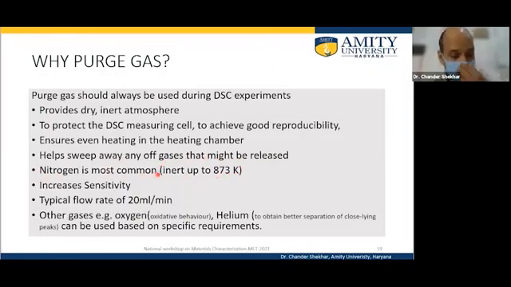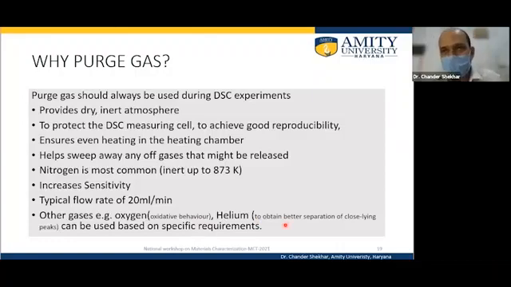Nitrogen is a common inert gas that is used. It increases the sensitivity. The suggested flow rate is 20 milliliters per minute. Other gases include oxygen, to determine the oxidative behavior of any material, and helium. Basically, helium is used to separate closely lying peaks.